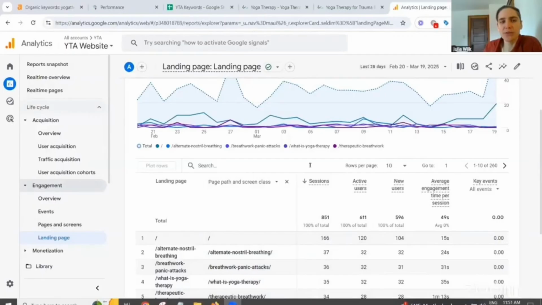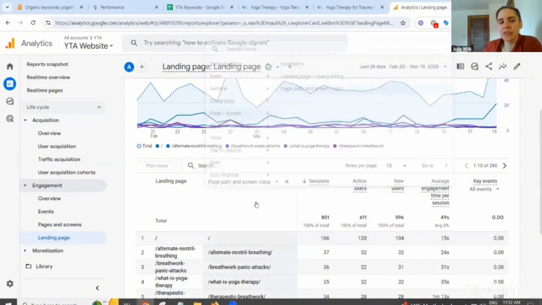Landing page. Well, let me just show you what I'm looking at right now, and then potentially I'm going to have to fact check myself, to be honest. Sure. Yeah. I'm super prepared. I'm here in the landing page report of the engagement area of Google Analytics, and we've got the landing page and this page path.